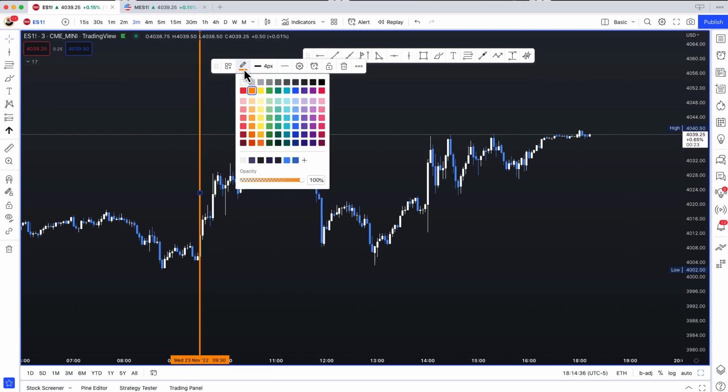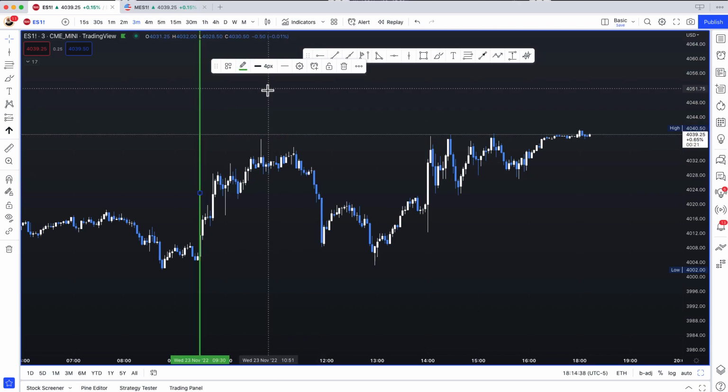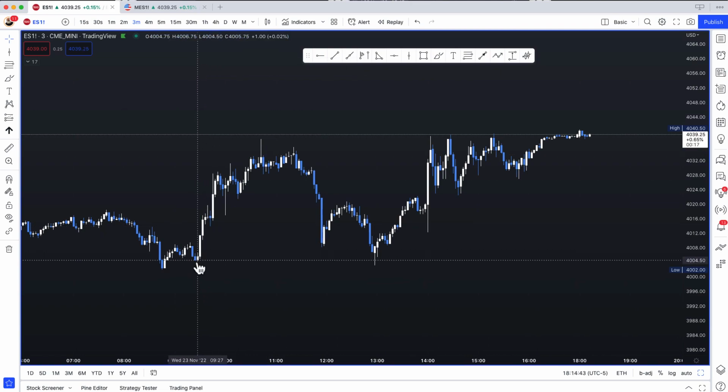So this is where the day begins. Let's just make it green for money. And actually, I don't need to put that. So the day opens and we skyrocket straight up. And we have 3 news events today, which you should know, be aware of, and have on your chart.